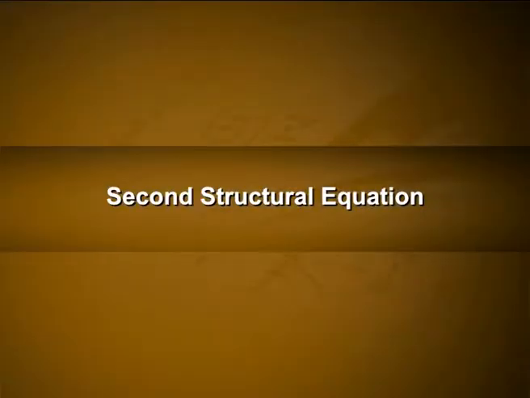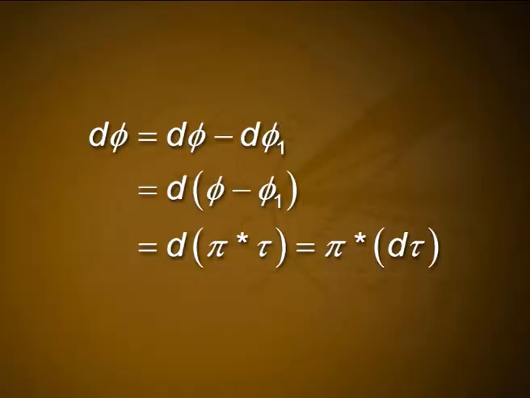Second structural equation. On π⁻¹(U) for a coordinate neighborhood U, let φ1 denote the connection one form of the special connection K1. Then dφ1 = 0, so that dφ = dφ − dφ1 = d(φ − φ1) = d(π*τ) = π*dτ, for some smooth one form τ on U.